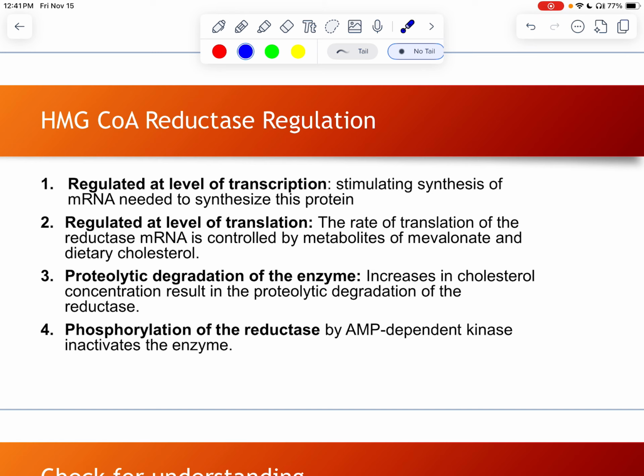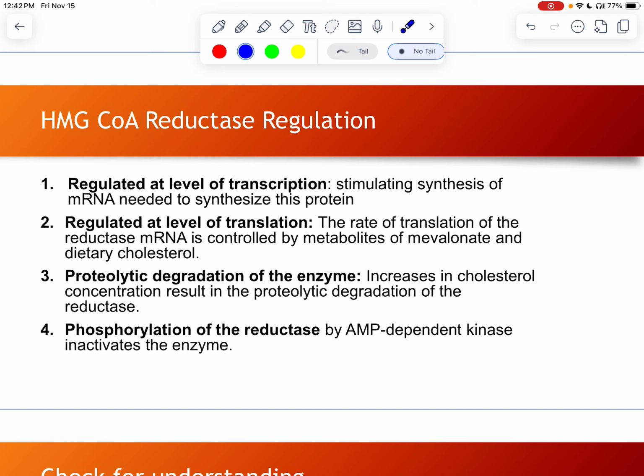Essentially turn the gene on and off, right, to synthesize this mRNA. We can regulate at the level of translation. If we start building up this mevalonate or this dietary cholesterol, that will help control the translation, using that mRNA to make the protein. So we'll push it forward or backwards depending on the level of these various metabolites. All right, then we can keep going.